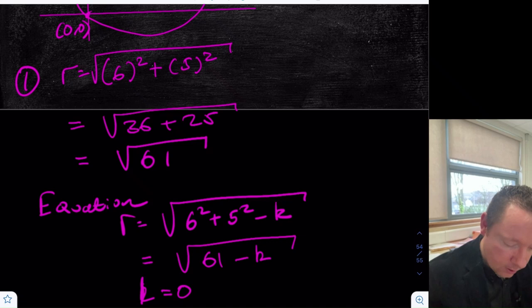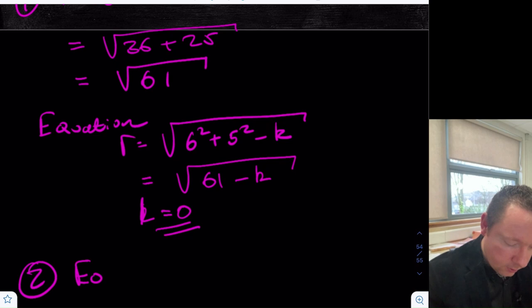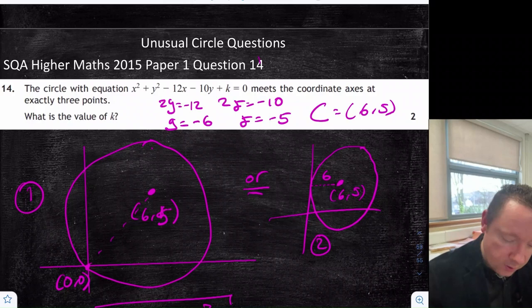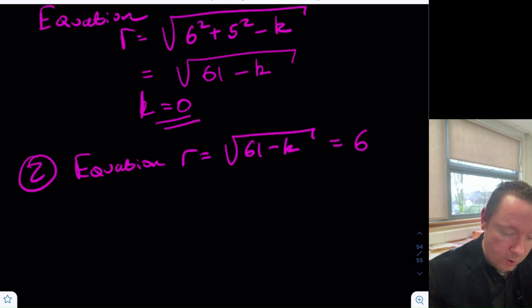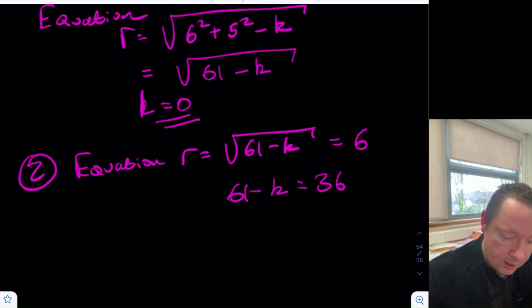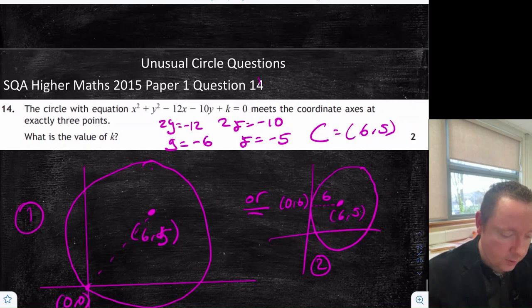Now let's look at option 2. In option 2, from the equation, our radius will still equal the square root of 61 minus k. But if we've got some points here, this is along 6, so we know that that's the point 0, 6. Our radius is 6, in other words, so we know that the square root of 61 minus k must equal 6. Squaring both sides, we get 61 minus k equals 36. So that means that k equals 61 minus 36, which is 25. So there's our two options for k. k could be 25 or k could be 0, depending on what exactly is happening in this question.